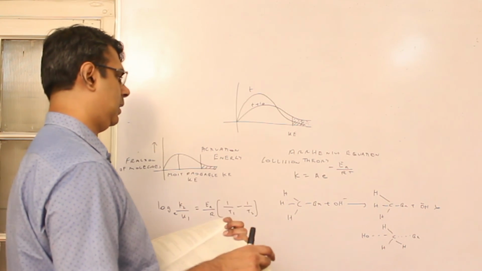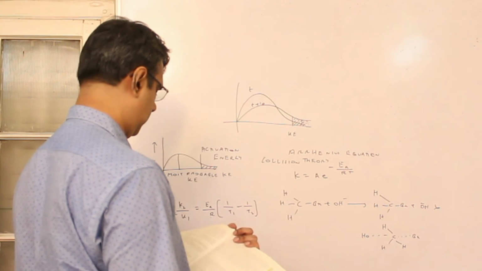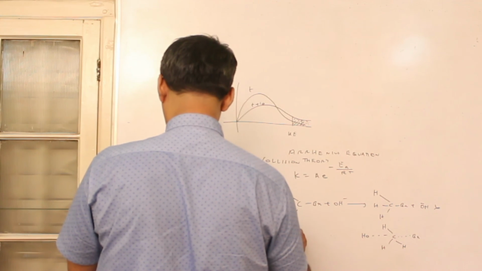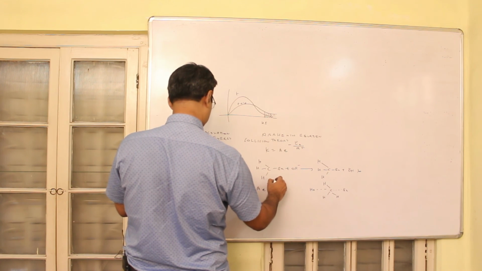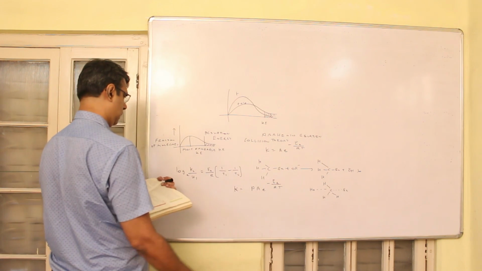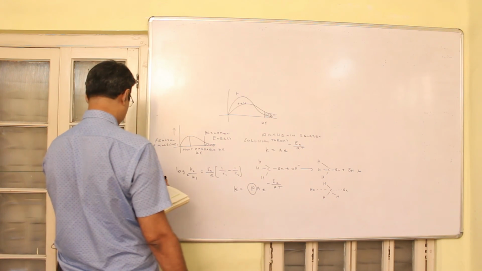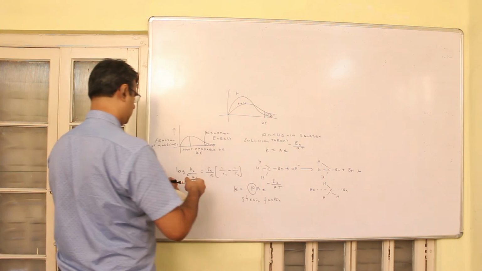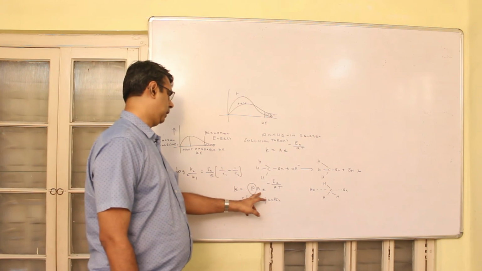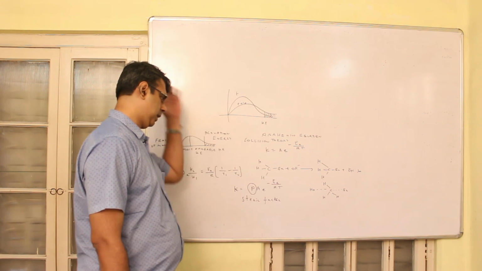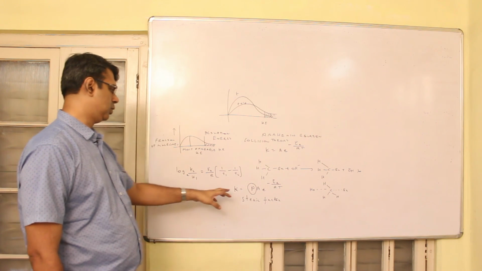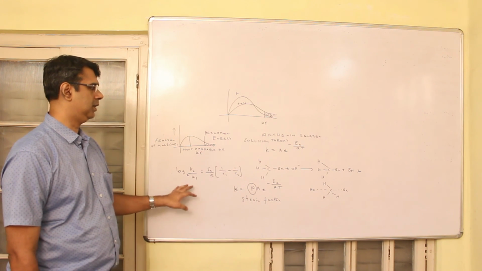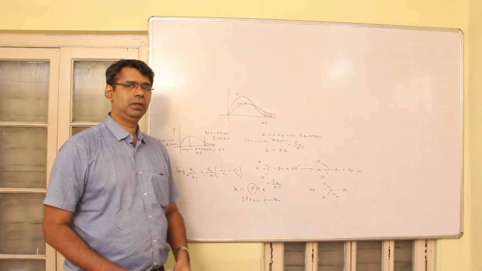So the collision theory does not take into account the orientation of the molecules, and therefore perhaps the correct equation should be: rate constant equal to steric factor into capital A into e to the power minus EA by RT. This particular term is known as steric factor. So with the inclusion of steric factor, the equation becomes correct. So that brings us to an end of Arrhenius equation, and it also brings us to an end of this particular session of chemical kinetics.